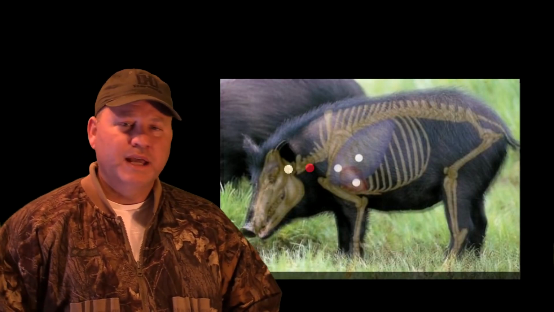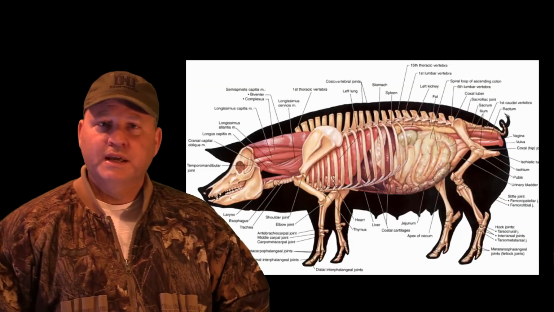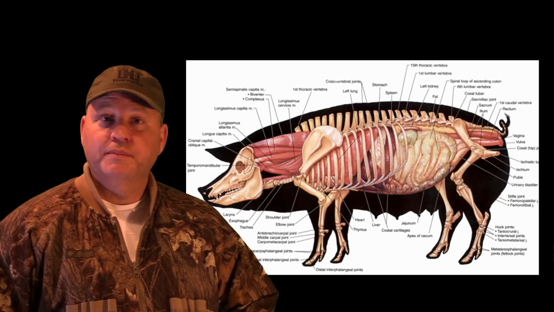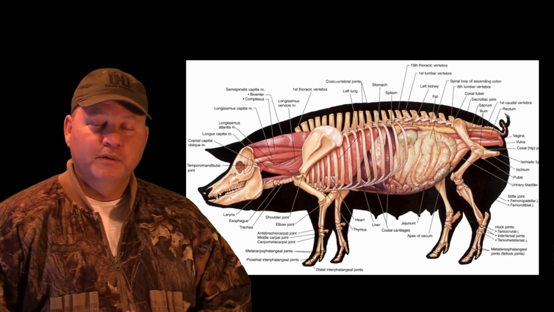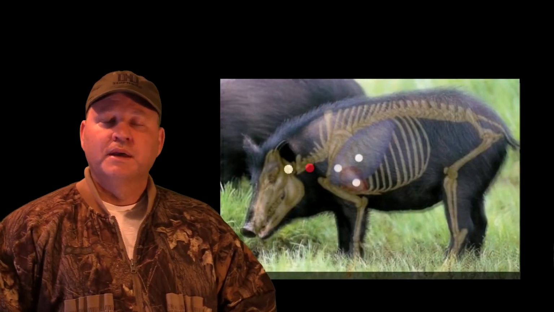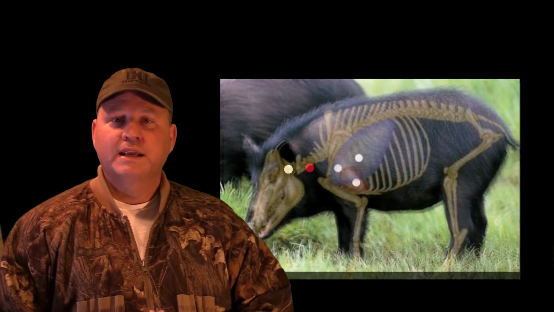and usually take the hog out. There are some cases, if you hit a little bit high, there is a thick piece of meat there, and you may knock them out, and they'll get up and run off, and you won't find them. But for the most part, if you hit right there, you're going to break the neck, take out the central nervous system, and the hog's going to go down and stay down.